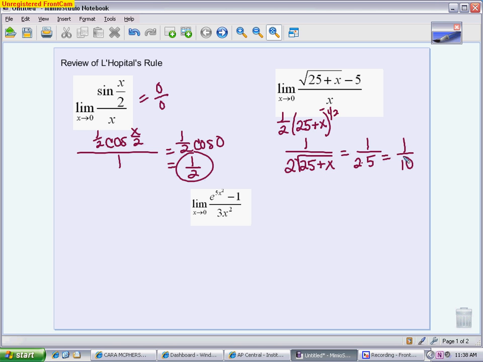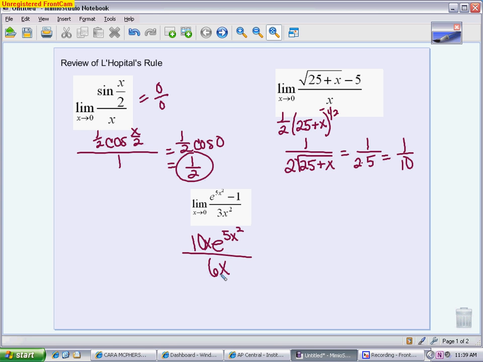When you take the derivative of the top, you have to remember how to take the derivative of e to the u. You get the original e to the u times the derivative of the power. The derivative of 5x squared is 10x. And then on the bottom, the derivative is 6x. When you put 0 in, you still get 0 over 0. So you actually have a couple options for this. I'm going to take you through both and talk about what I think would be the most efficient.